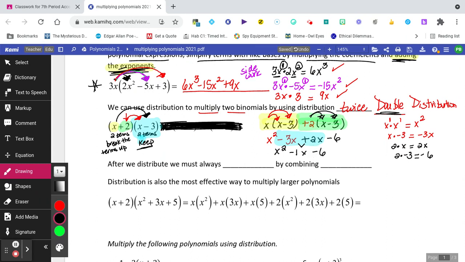Okay, so the answer to this problem equals this. All right, I'm going to go through this. I kind of went ahead of myself. It says, after we distribute, we must always simplify our expression. And this is the expression that we simplified.